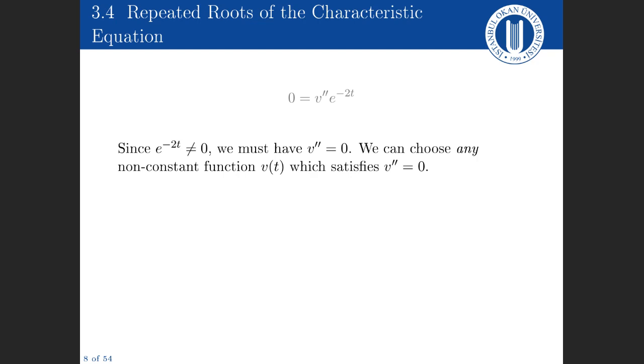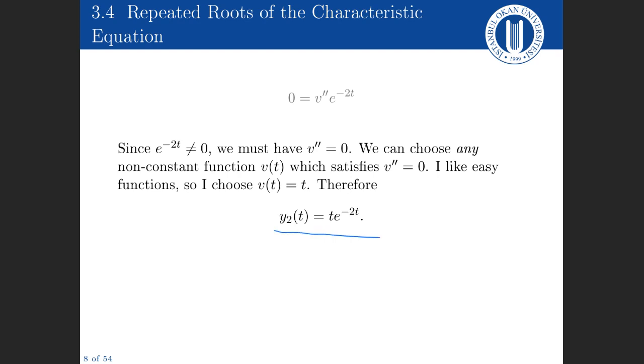We can choose any non-constant function. It needs to be non-constant because we need y2 to be linearly independent from y1. Any non-constant function v which satisfies v double prime is equal to 0. And of course, there's infinitely many solutions to v double prime is equal to 0. But I like simple functions, so I'm going to choose v(t) is equal to t. Then we have our second solution, y2 is equal to t multiplied by e to the power of minus 2t.